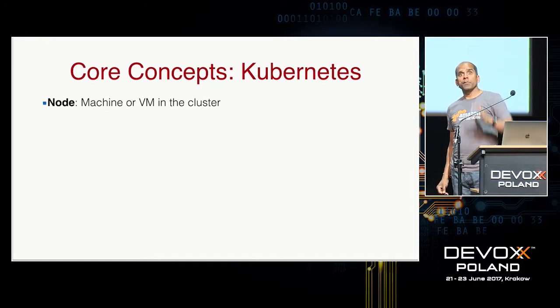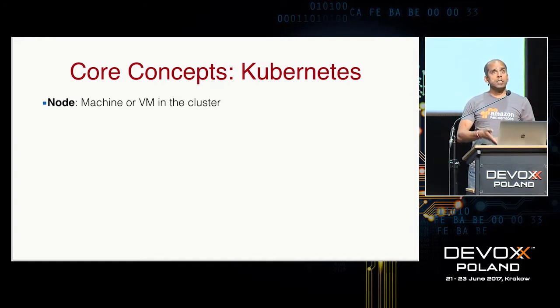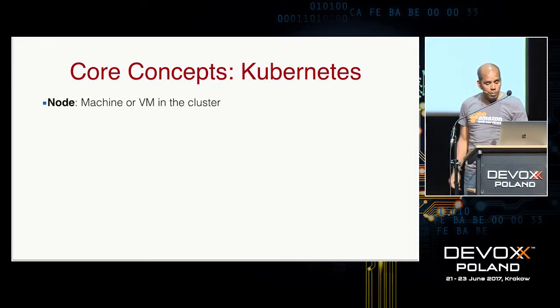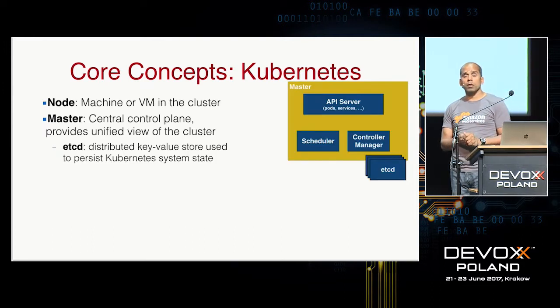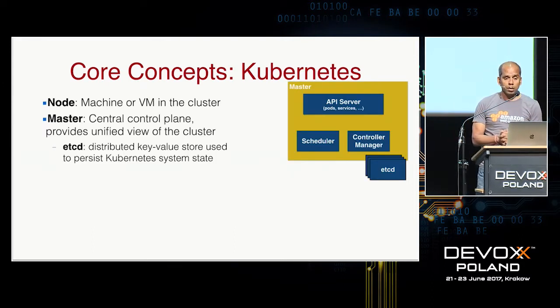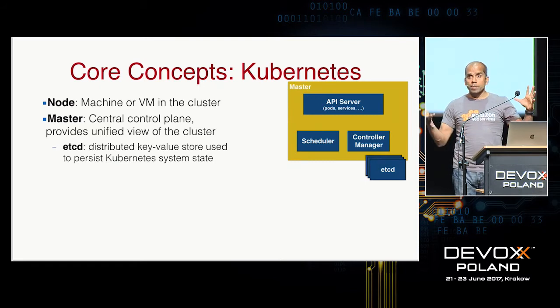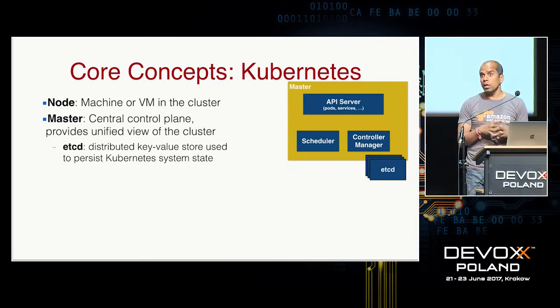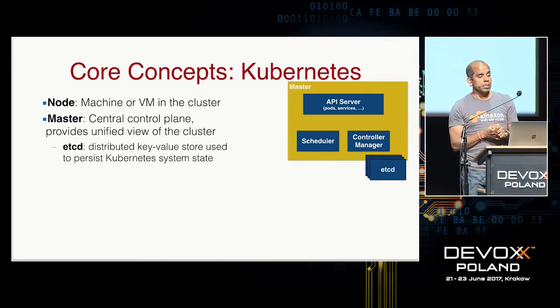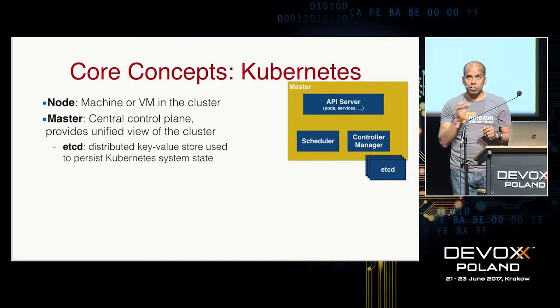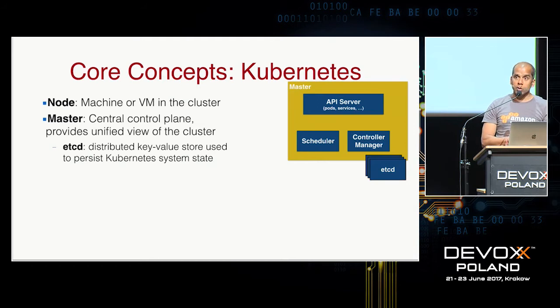Now on the ops side of it, just like Docker, there is a concept of a node here as well, which is basically a machine or a VM in the cloud. Now, of course, there's a master. Master has some key components. Just like Docker, there is an API server, which is listening for requests coming from a client. Docker has a Docker CLI. Kubernetes has kubectl. It's lovingly called kubectl.